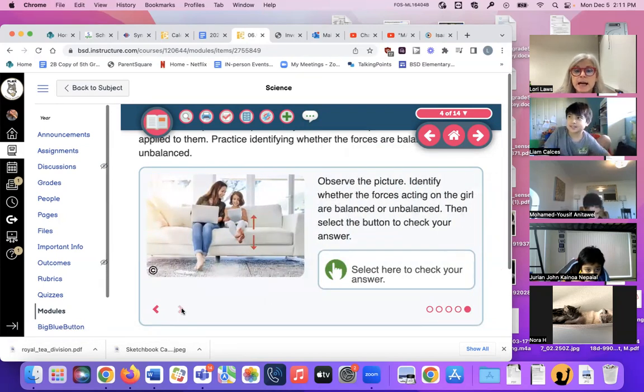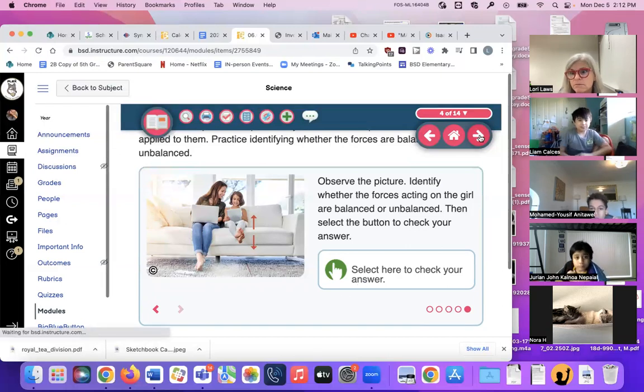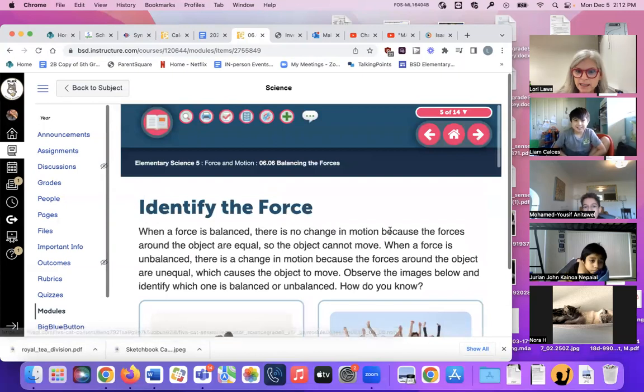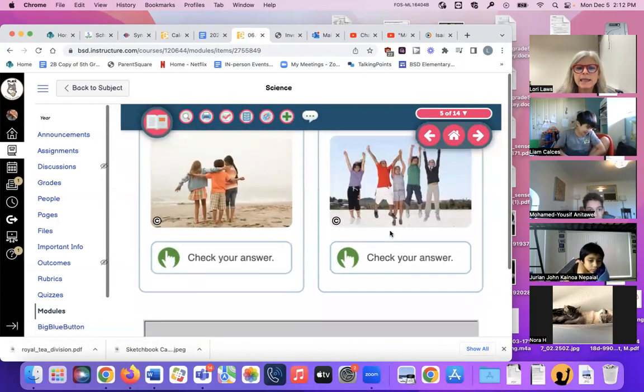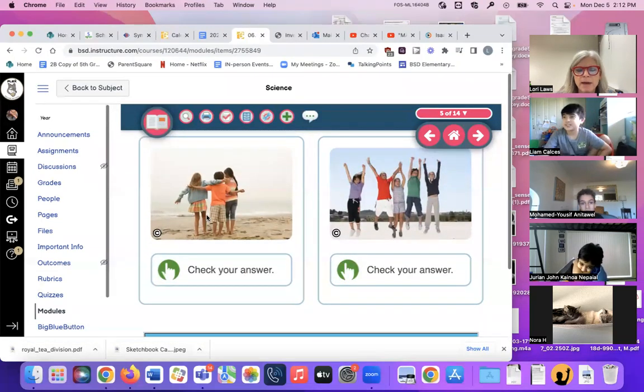Here you see a little girl sitting on the couch. This couch is strong enough that it's an opposing force equal to the gravity, and so she's being held up. If you sat on a piece of paper, it would probably fall down. I am also sitting on a balanced force right now. We're looking at these to see if it's balanced or unbalanced.